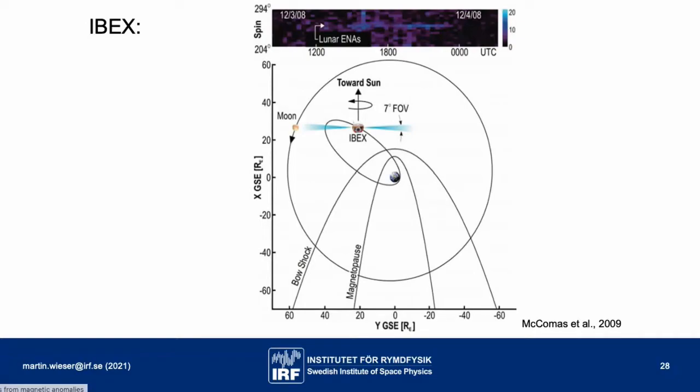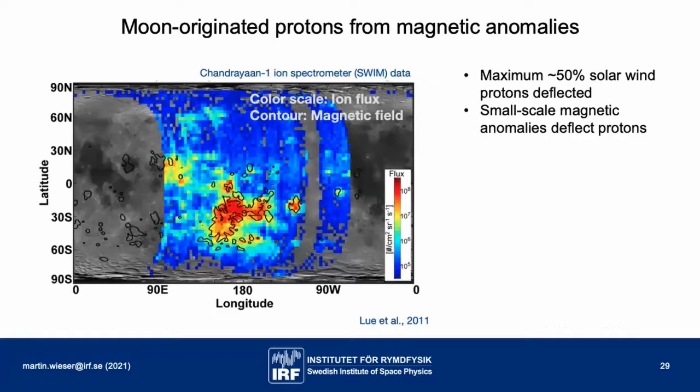If you now move closer again to the moon, Chandrayaan also carried a solar wind monitor. And part of the field of view of this solar wind monitor was actually looking down towards the surface. And this is what was obtained when mapping the proton flux measured by this instrument.